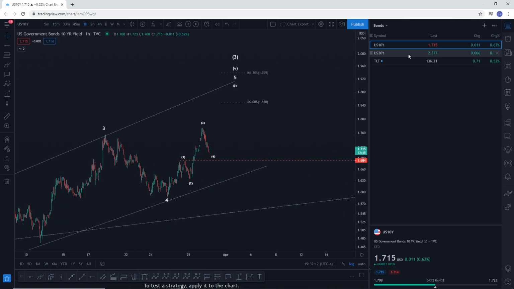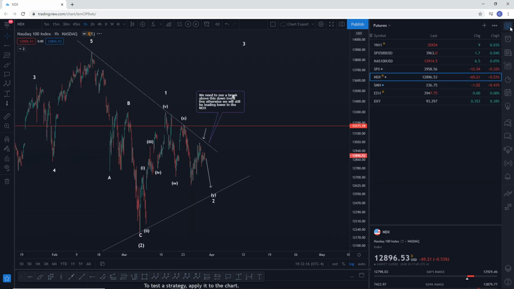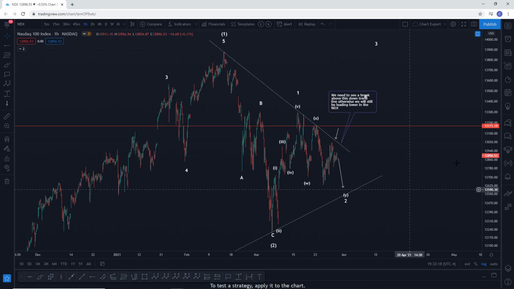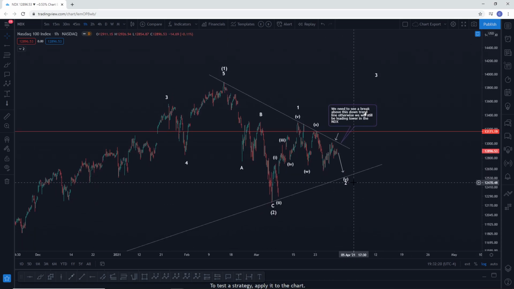So going back to the Nasdaq, guys, we noticed that if that would be the case, then we can expect price to fall further down into what appears to be the 12,550 price range or price target for the Nasdaq.